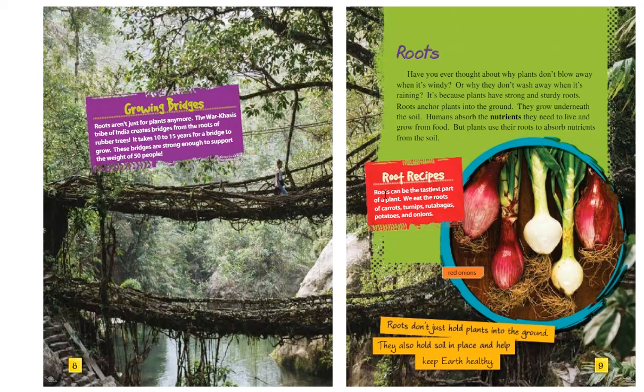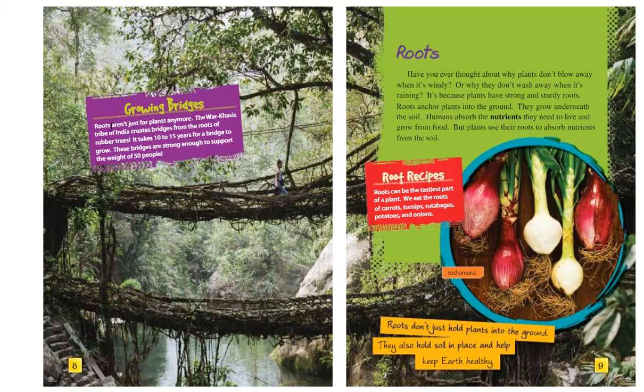So root recipes. There are actually some plants where the part of the plant that we eat is the root. Roots can be the tastiest part of a plant. We eat the roots of carrots, turnips, rutabagas, potatoes, and onions. So when we eat those vegetables, we're actually eating the root part of that plant. So roots don't just hold plants into the ground, they also hold soil in place and help keep Earth healthy.